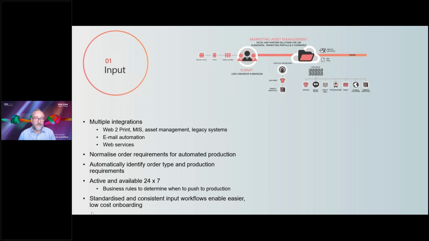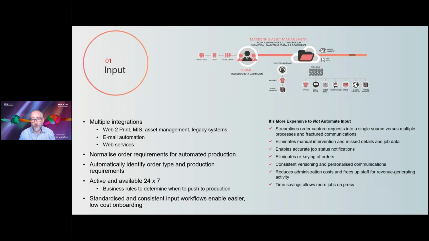With well-designed automated input processing, customers can submit orders into your business 24 hours a day, 7 days a week, whether you're open for production or not. Received orders can be passed to production immediately or held for later submission based on business rules that you define. So the key message for input is that it's more expensive really to not automate input. So streamlining order capture with improved input automation, removing rekeying and reducing manual intervention all work to reduce errors and administration costs. Increased automation and improved efficiency also means you can get more jobs into your production environment and then potentially more jobs onto the presses.